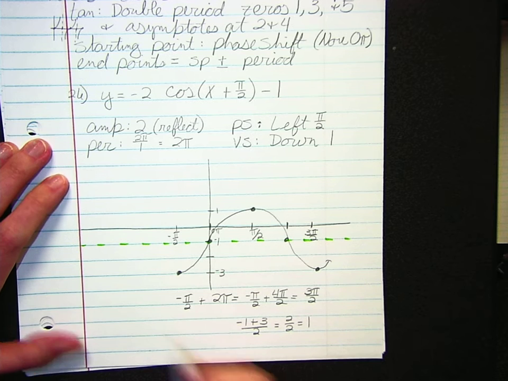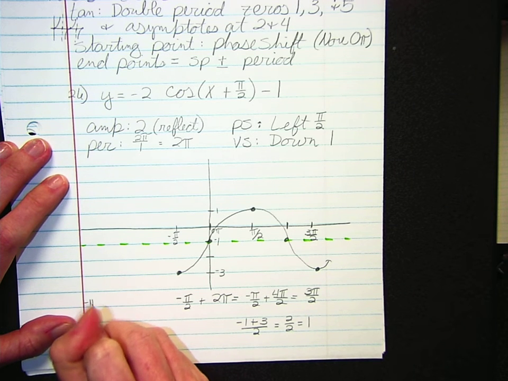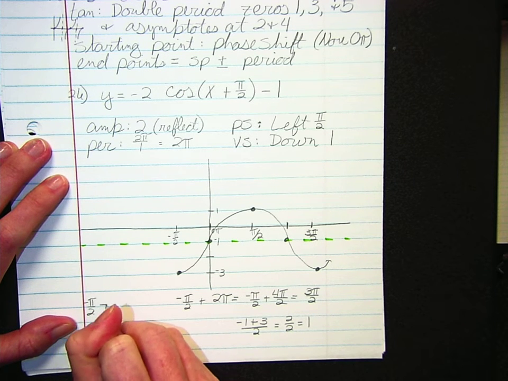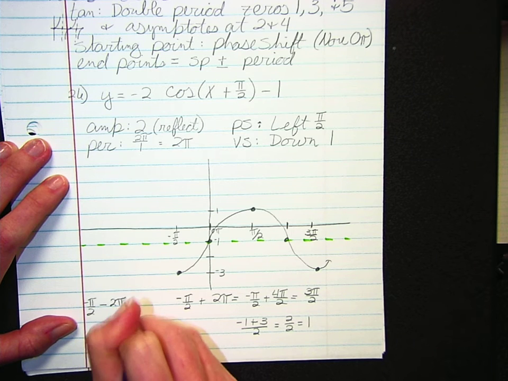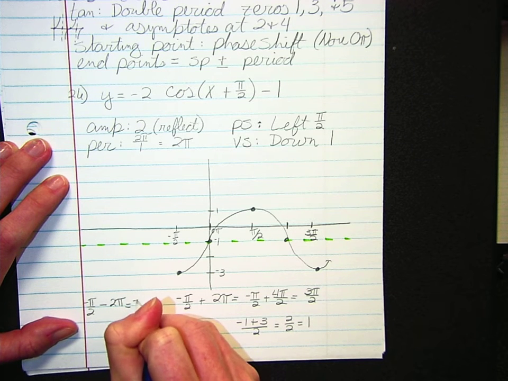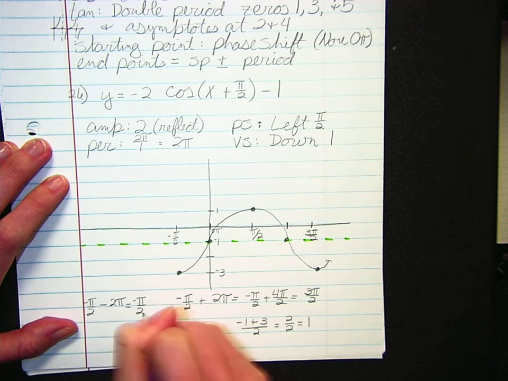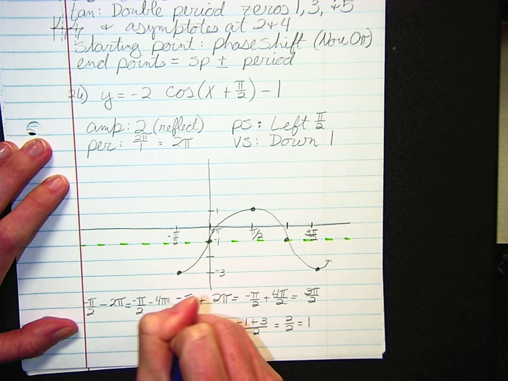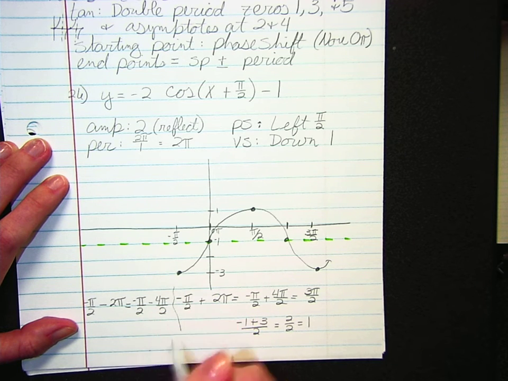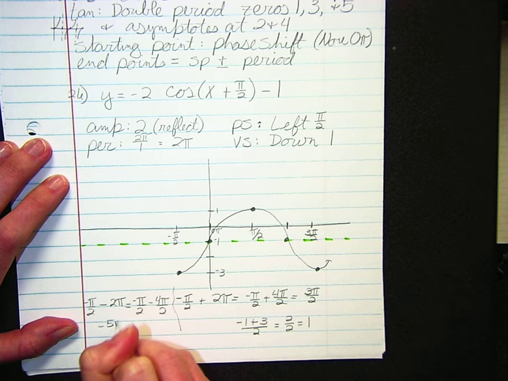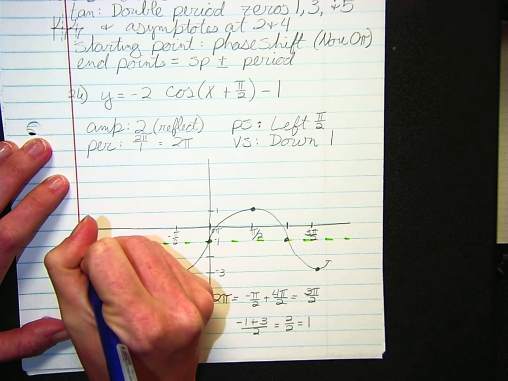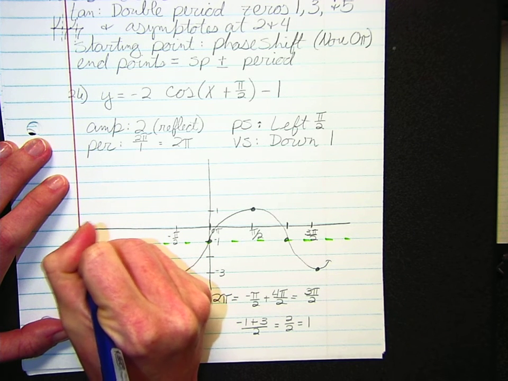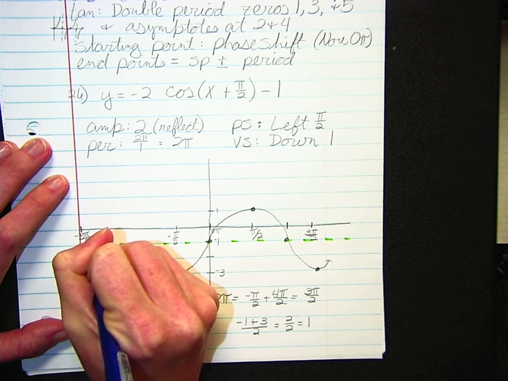All right, let's take a look at the other side. So on the other side, I'm going to take my negative pi over 2 that I have for my starting point, and I'm going to subtract 2 pi, my period. So that'll be negative pi over 2 minus 4 pi over 2. Put a little line in between those. And so that's going to give me negative 5 pi over 2. So I'll put that way down here, negative 5 pi over 2.